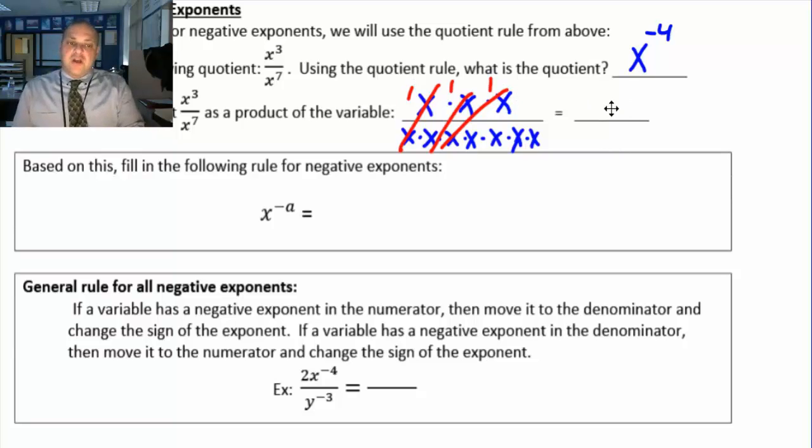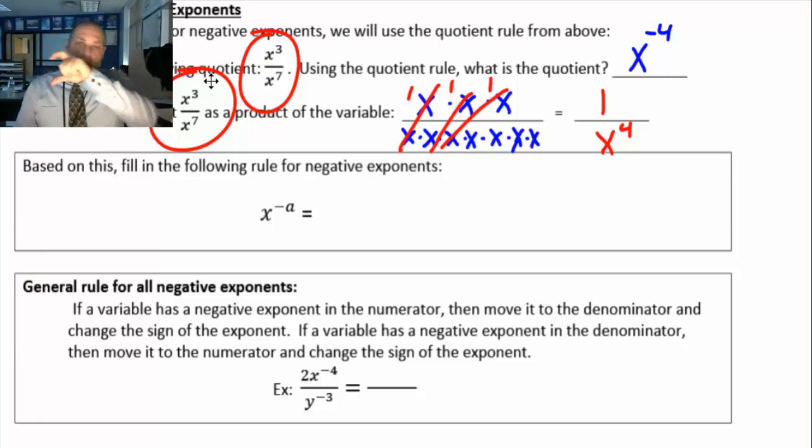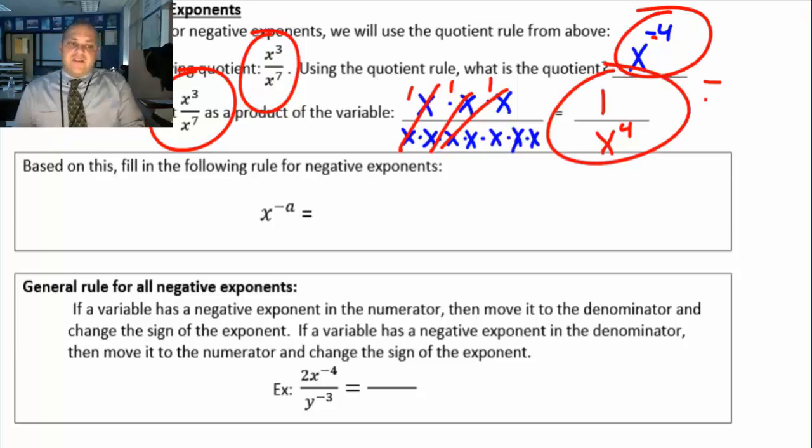So what's left on top? Just 1. And what's left underneath? X to the fourth. So same exact starting rational expression, same exact starting fraction, x to the third over x to the seventh. By using the quotient rule, we get x to the negative 4. By writing out the terms and reducing to 1, we get 1 over x to the fourth. So this kind of proves to us that x to the negative 4 is the same thing as 1 over x to the fourth.